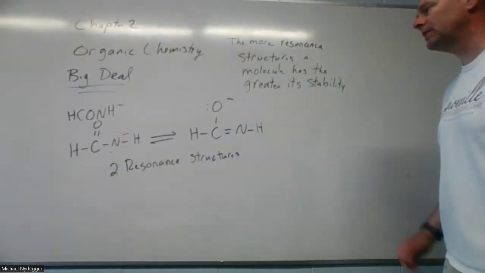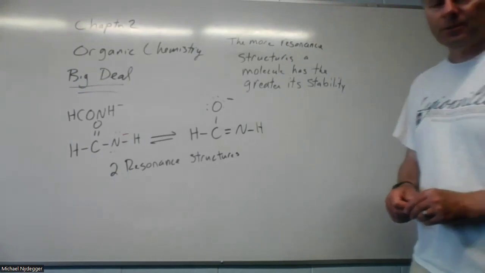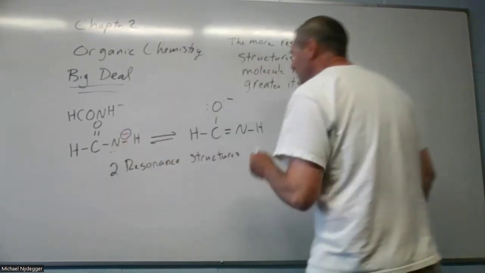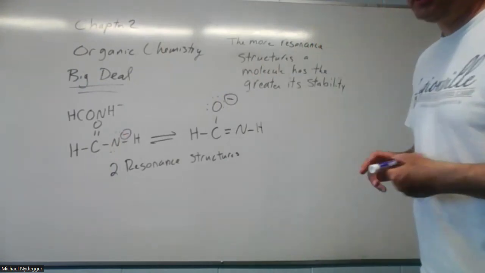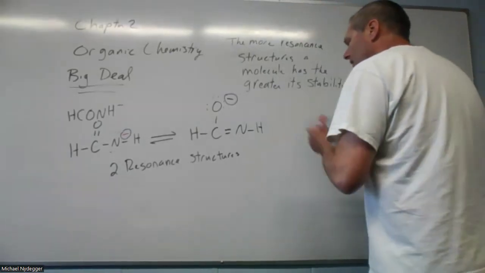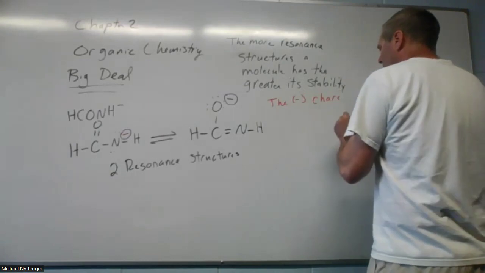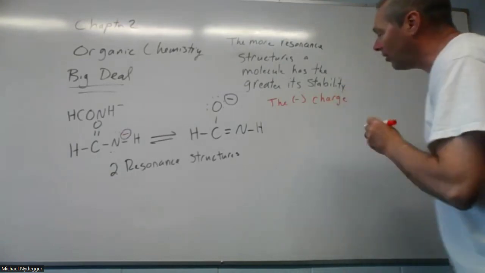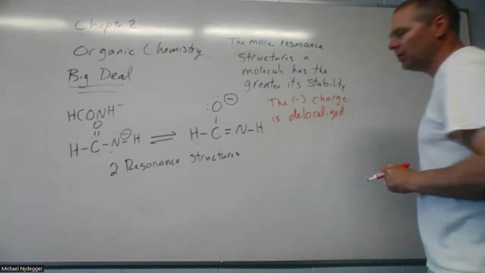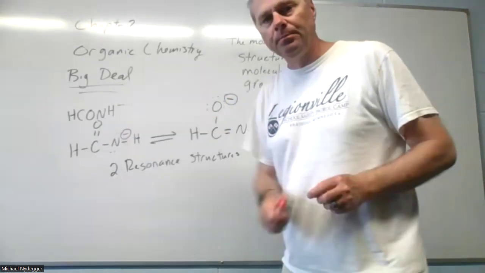Now, what does this mean? Let's look at these two structures. What possibly does this mean? Well, let's look at the difference between these. What happened here is that we have a negative charge on the nitrogen, and over here, we have a negative charge on the oxygen. In essence, the negative charge is delocalized. Meaning, it's not just on one atom. All right?